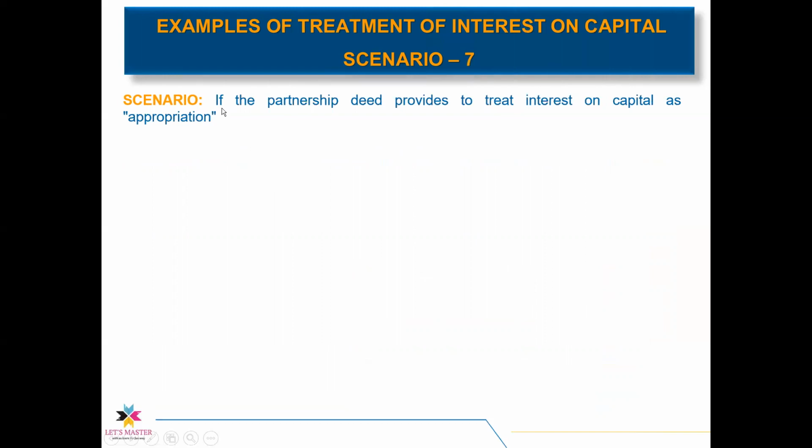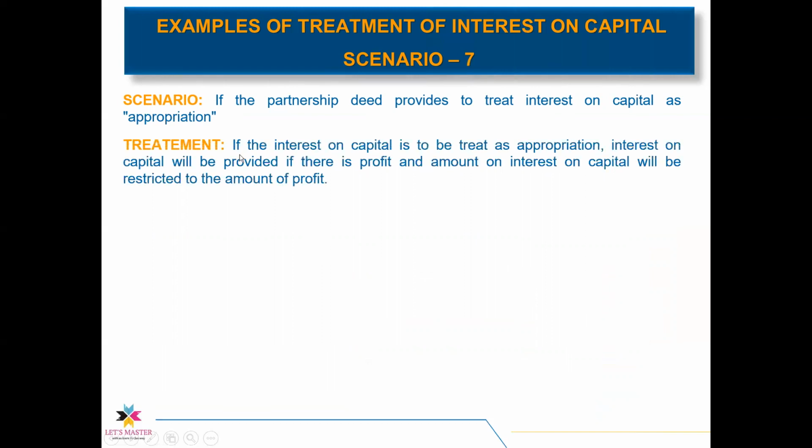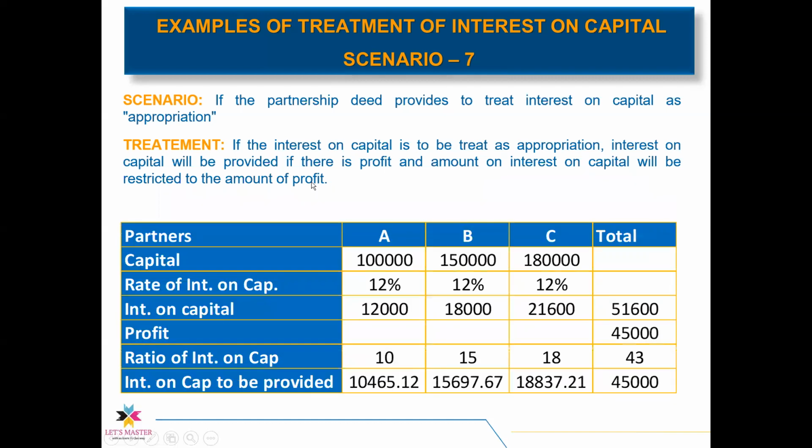The last scenario is if the partnership deed provides to treat interest on capital as appropriation. Then what we will do, if the interest on capital is to be treated as appropriation, interest on capital would be provided if there is profit, but the amount of interest on capital would be restricted to the amount of profit. Let's see another example.